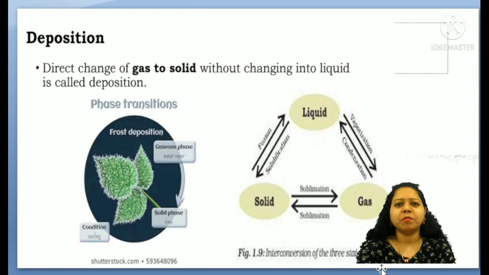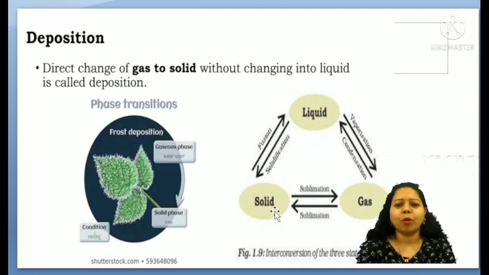And what are the different terms we are using for those changes? We'll see one by one. When we turn solid into liquid by giving temperature, that process is known as fusion. When liquid turns into gas, that process is known as vaporization. The process in which gas turns into solid is known as deposition. And when solid turns into gas, that is sublimation. Now we'll see the reverse. When gas turns into liquid, it is known as condensation. And when liquid turns into solid, that is known as solidification.